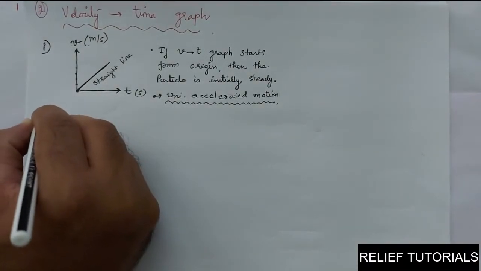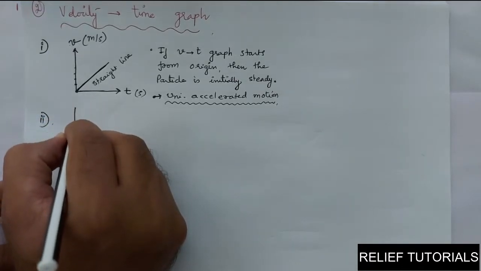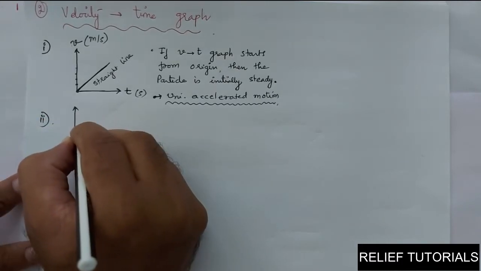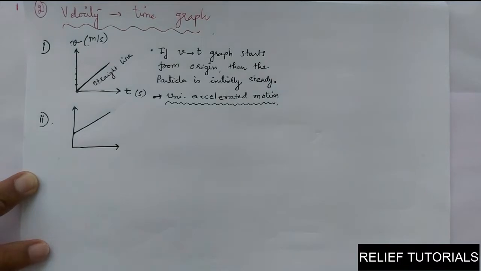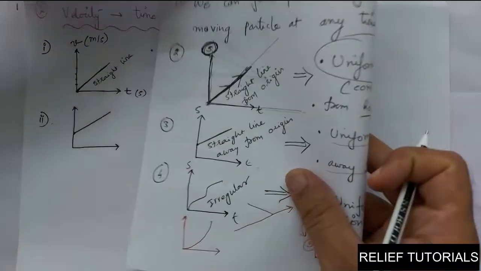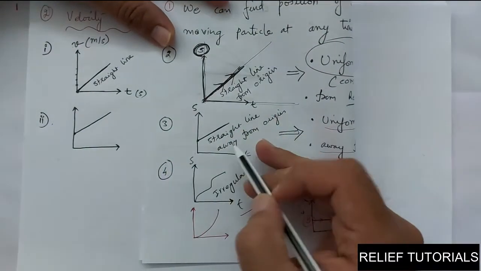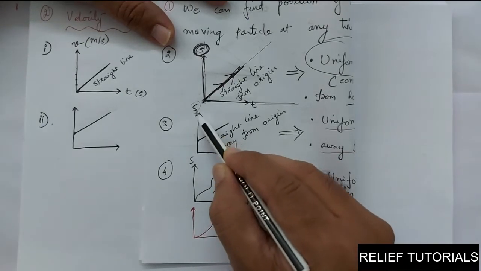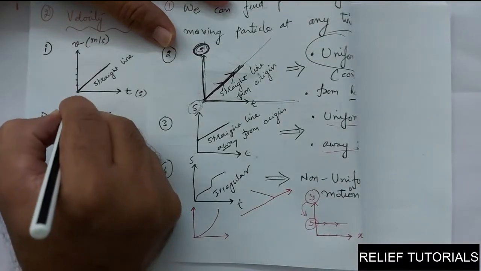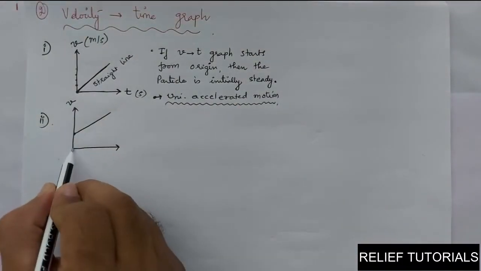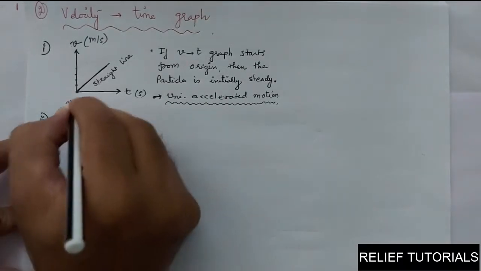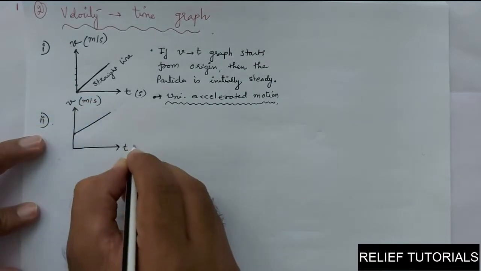If I say the graph is like this, then in the position versus time graph, the meaning of this type of graph we have already seen. It means the particle starts its journey away from the origin, because that was showing the position. But here it is showing the velocity, so the initial velocity of this particle is not 0. So the particle is already in motion.